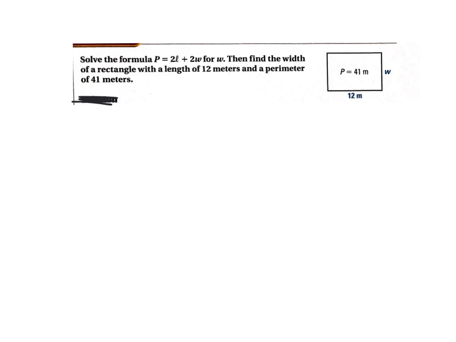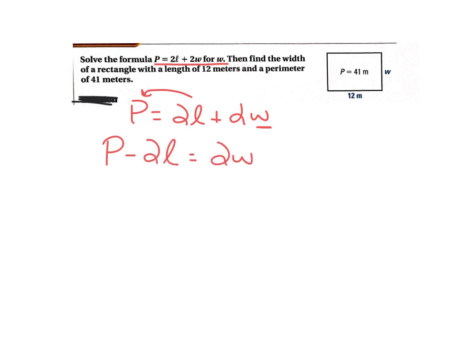Another one like that says solve the perimeter formula of a rectangle for W, then find the width. So we're going to solve first. I have P is 2L plus 2W, and I'm trying to solve for the W. So I'm trying to get the W isolated. The first thing I'm going to do is move the 2L over. So I get P minus 2L. That equals 2W. Now I'm almost there.